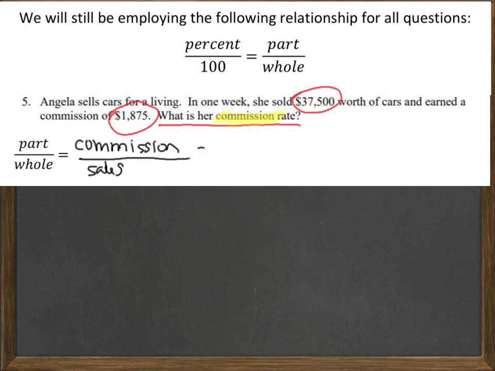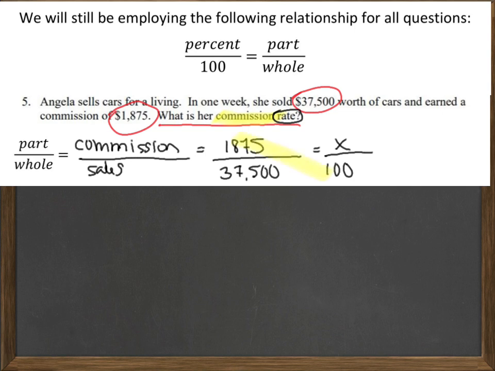Okay, so which of these two numbers is the commission and which one is the total sales? Well, it says she earned a commission of $1,875. So the commission is $1,875. Her total sales, it says she sold $37,500 worth of cars. So what's the other part? We're missing our other fraction. Well, the key here is that we're looking for a rate, in other words, a percent. So our mystery is basically what percent? What is her rate of commission? Does she get a 5% commission, an 8% commission? We don't know, so that's what we have to find out.